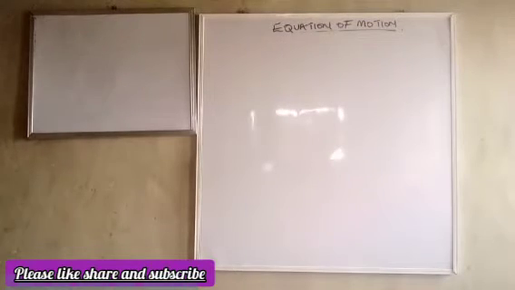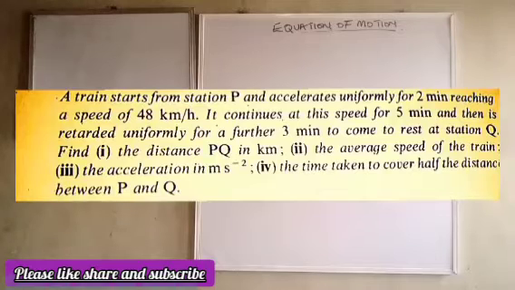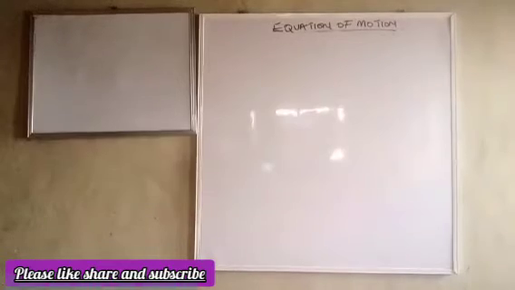Now we have another question. A train starts from station P and accelerates uniformly for 2 minutes, that is 120 seconds, reaching a speed of 48 kilometers per hour. It continues at this speed for 5 minutes, that is 300 seconds, and then is retarded uniformly for a further 3 minutes to come to rest at station Q. Find 1. The distance PQ in kilometers. 2. The average speed of the train. 3. The acceleration in meters per second squared. 4. The time taken to cover half the distance between P and Q.